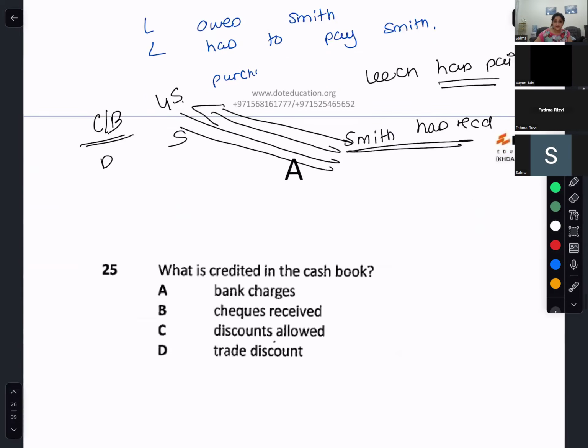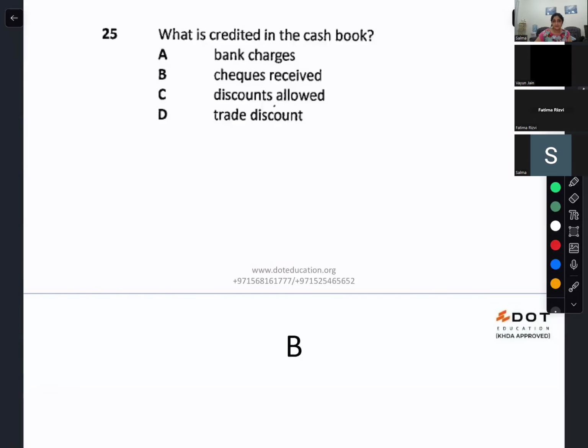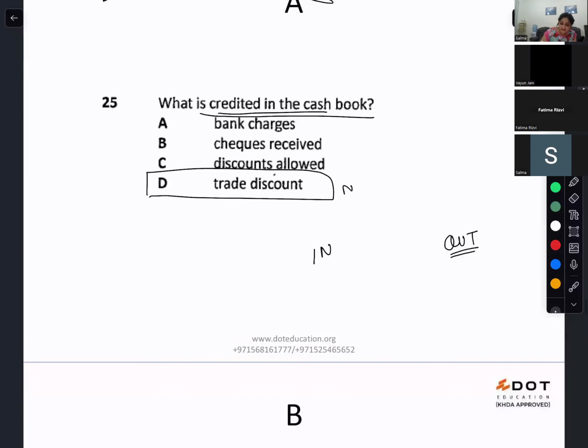Come on, Vayun, 25th. What is normally credited in the cash book? Money coming in or going out? Money going out. Okay, fine. Trade discount, is it ever recorded? No. Check received is coming in or going out? Money coming in.